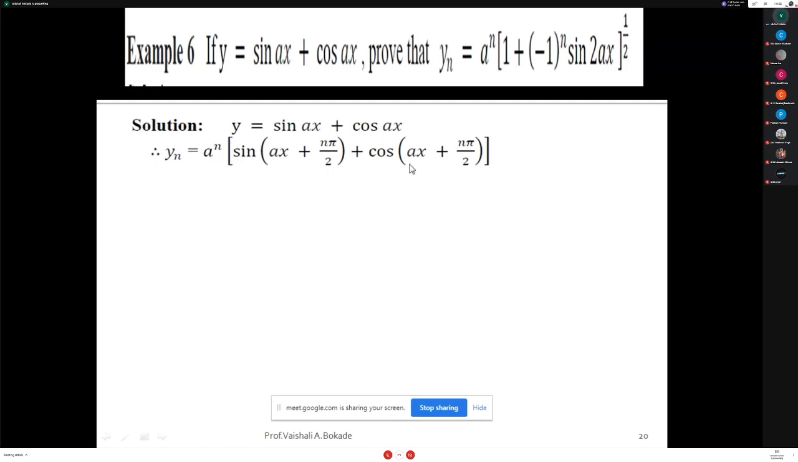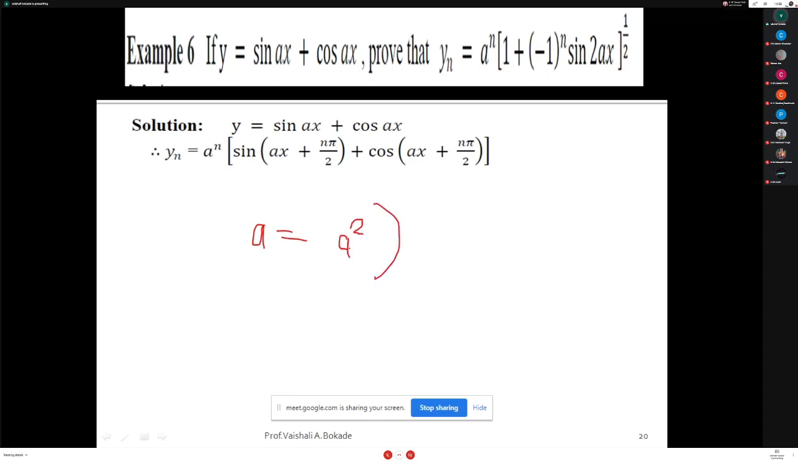Now what I require on the right hand side should be a raised to n. I have to keep that as it is, but in the square root I require 1 plus minus 1 raised to n into sine of twice ax. So I'm going to make one adjustment. I require a root also, but I'm not having a root. So what I'm going to do here is adjust this: I'll write this a as a square raised to 1 by 2.